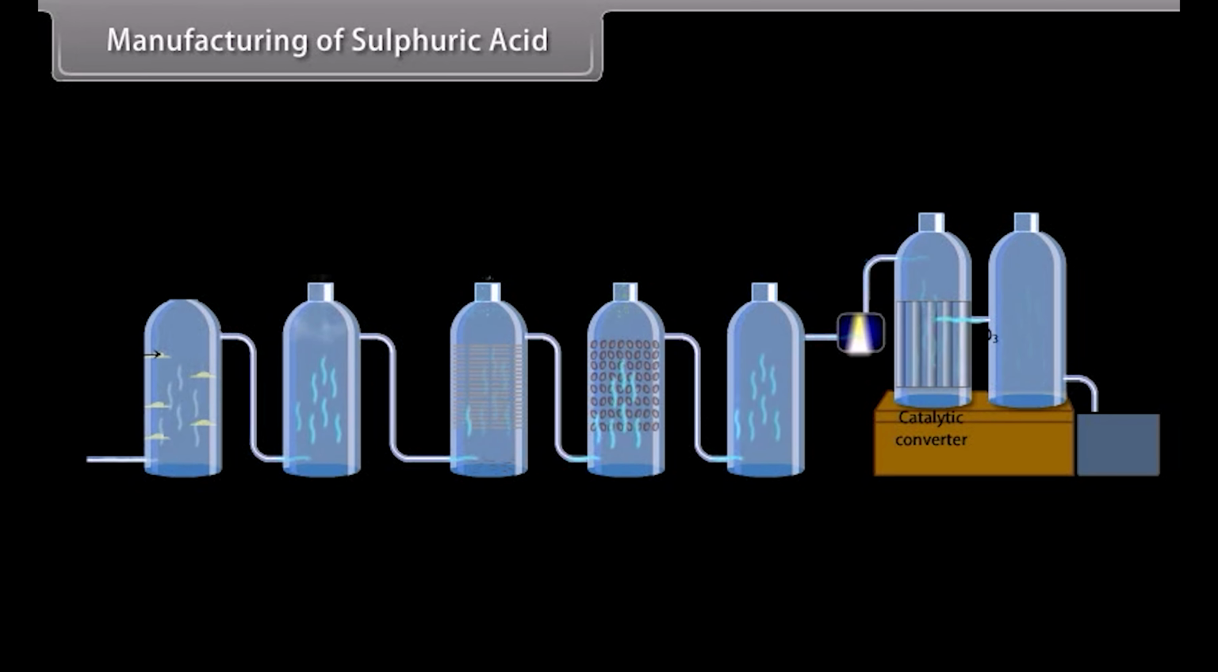SO3 is introduced at the base of the absorption tower, from the top of which concentrated H₂SO₄ is showered. As SO3 gas moves up, it is dissolved in sulphuric acid, forming oleum, which may be drawn out from the base of the tower. Oleum is then diluted with water to get H₂SO₄ of the desired concentration.